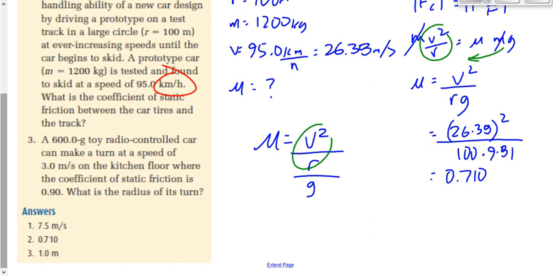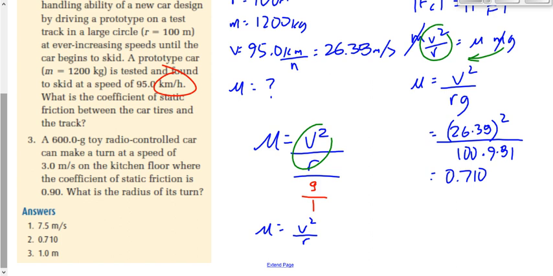G is the same as g over 1. Do you agree with that? Yeah. Okay, it's just the same as 10 is the same as 10 over 1, or x is the same as x over 1. So if we want to simplify this a little bit, then we could say mu is equal to v squared over r. How do you divide by a fraction g over 1?